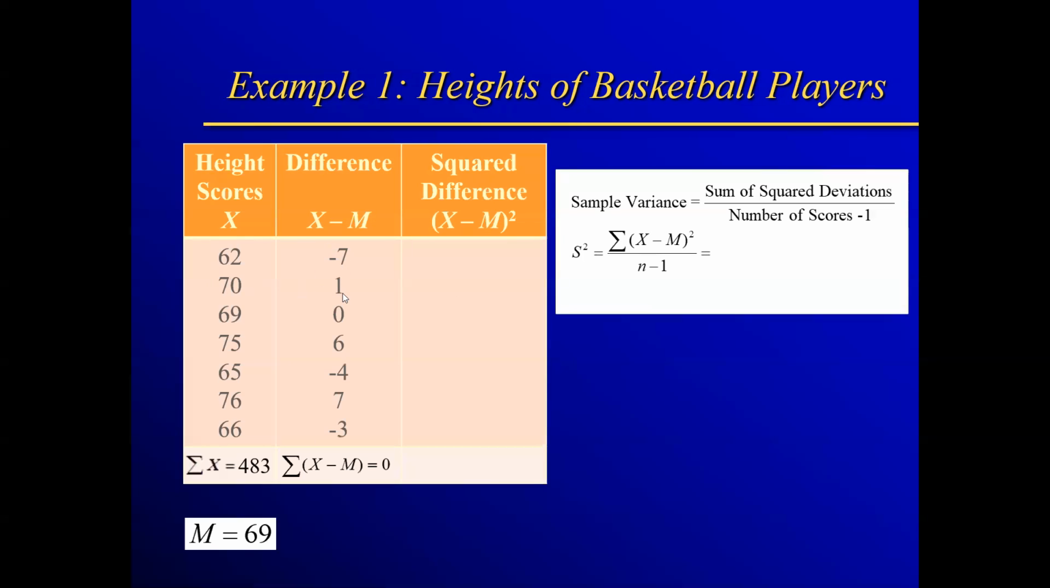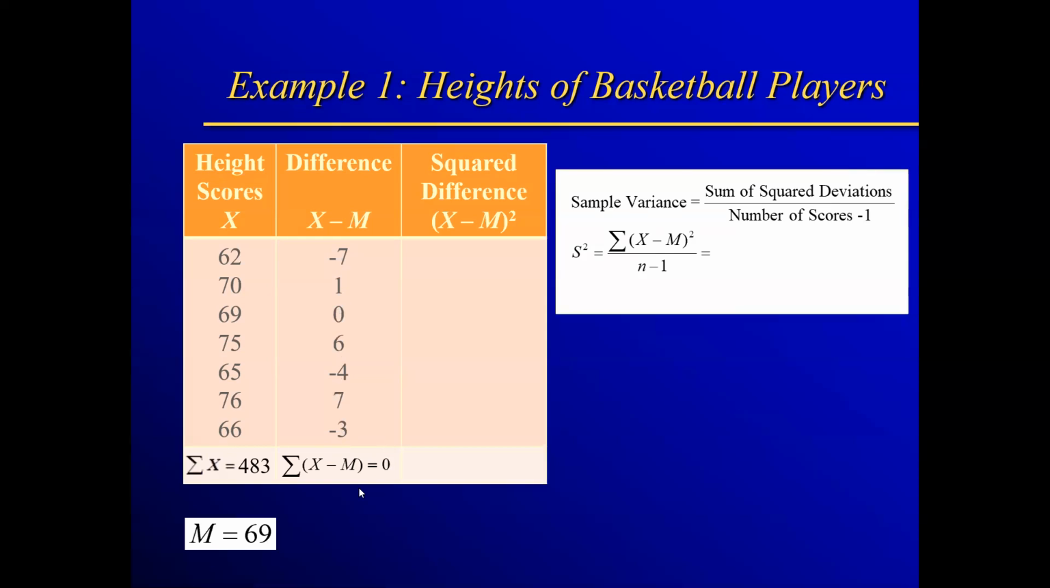And now I'm going to do that for every single one of our data points. 70 minus 69 is 1. 69 minus 69 is 0. 66 minus 69, -3. And keep the negatives. The negatives are fine. And what you're going to notice, and this is a way to double check yourself to make sure you did the calculations correctly: if you add up this column, it should equal 0.